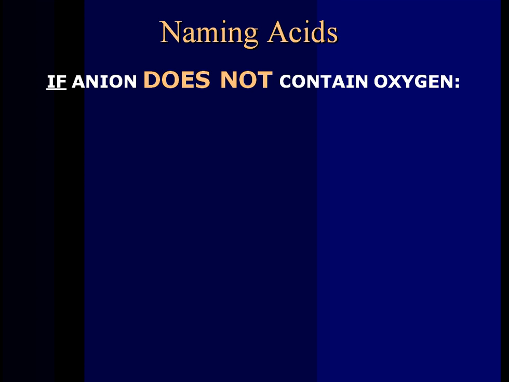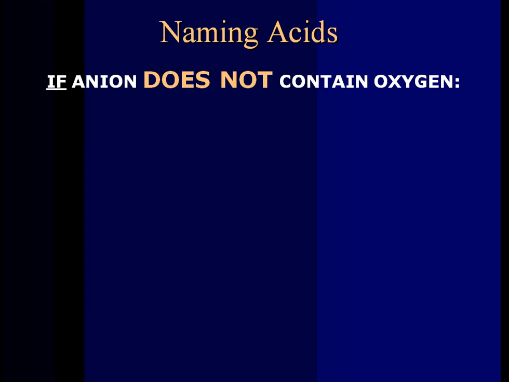This is Mr. Craig, and the purpose of this video is to help you name acids. One thing I want you to recognize is, if you're given a chemical formula, that it is an acid because it starts with hydrogen. There are two types of acids that you should be very familiar with: acids that contain oxygen and acids that do not contain oxygen.